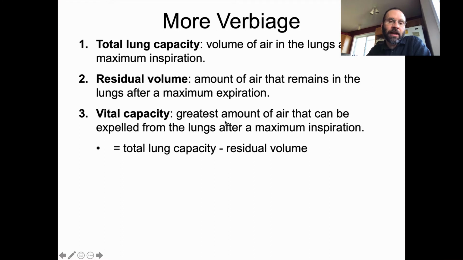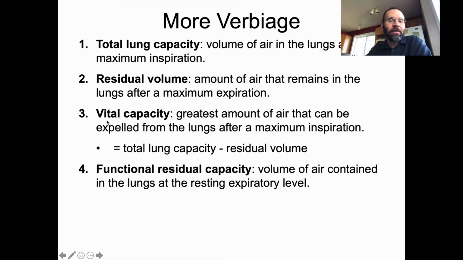So basically the whole range of volume you have in your lungs between the total lung capacity and the residual volume. You can technically define that as the greatest amount of air that can be expelled from the lungs after a maximum inspiration. If you remember at the beginning of the previous half of this lecture, this is what we tried to do at the very start. Maximally breathe in and then maximally breathe out. So go from your total lung capacity to your residual volume. You span the entire vital capacity when you do that.